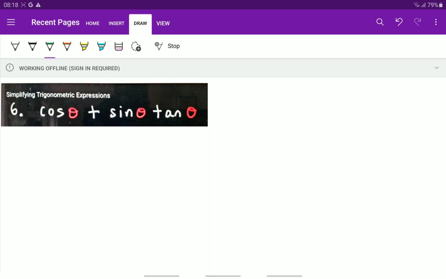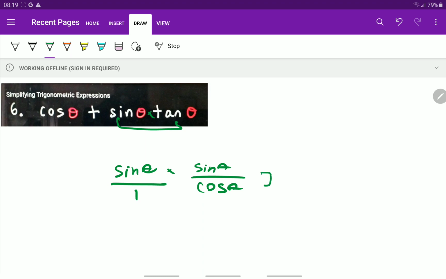Here, what we're supposed to do is we have cos theta plus sine theta times tan theta. So this is pretty good. We have something times something, and we know we can expand tan. So let's do that. Sine theta into sine theta over cos theta over 1. So multiplying these both together, we get sine theta times sine theta is sine squared theta over cos theta.